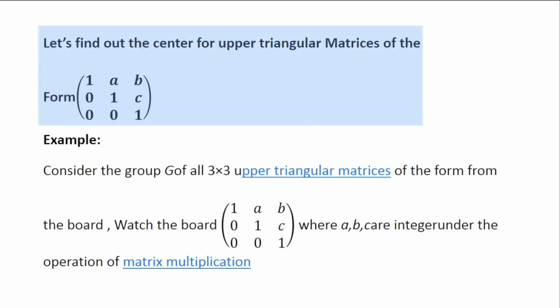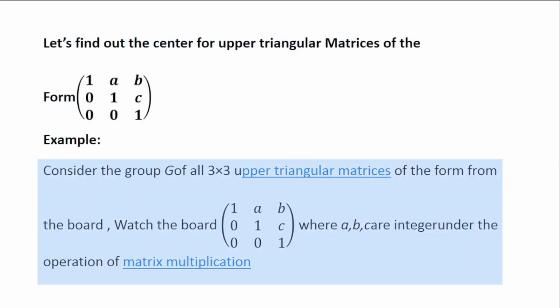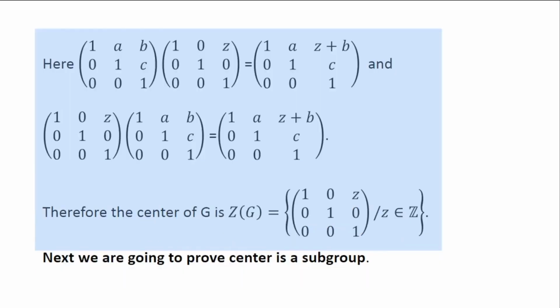Let's find the center for upper triangular matrices of the form shown on the board. Example: consider the group G of all 3 by 3 upper triangular matrices of the form on the board, where A, B, C are integers under the operation of matrix multiplication. Please view the board.